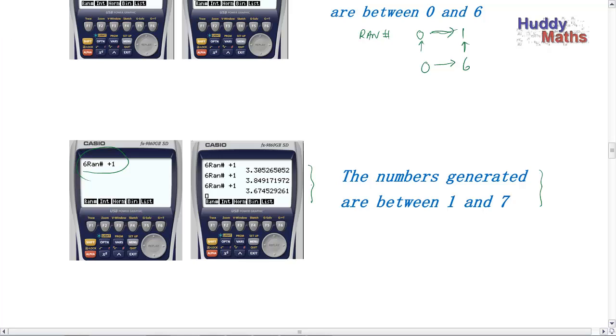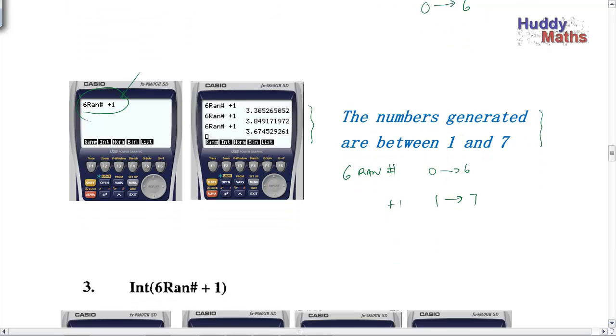Why would we say generated between 1 and 7? Let's study the command. We're building up a little bit of knowledge here. 6 random number generates numbers from 0 to 6, not including the ends. Now we're going to add 1, so it's going to be numbers between 1 and 7, and not including 7. Okay, right, so did you get that? Let's go and look at a couple of other commands now.